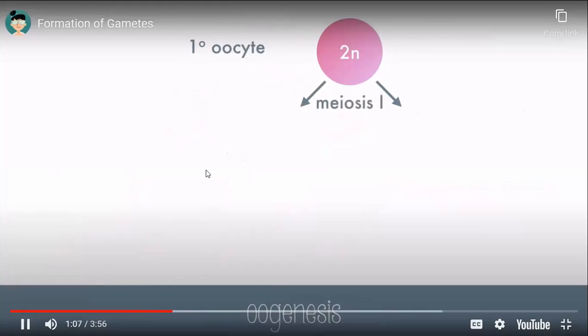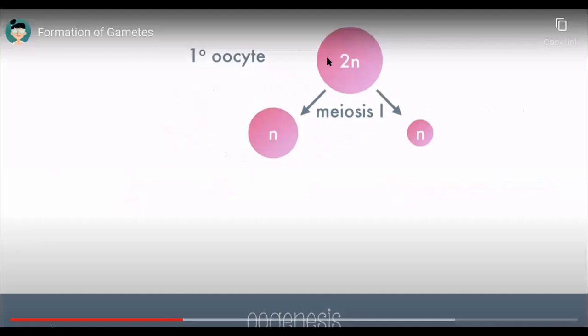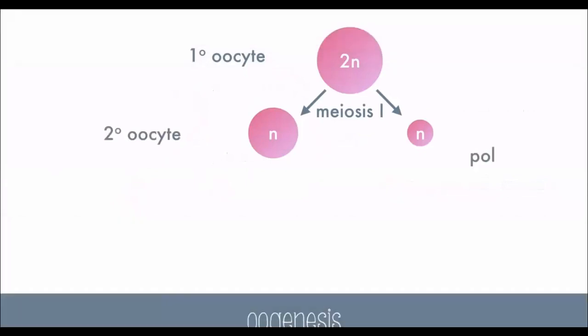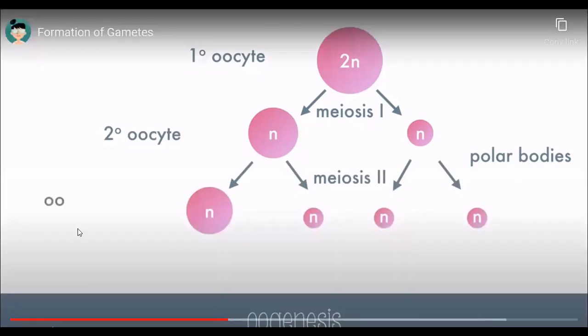The cytoplasm is divided unevenly, and one cell gets most of the cytoplasm. The cell with the most cytoplasm is called the secondary oocyte, and the other small cell is a polar body. Both of the cells are haploid, with all chromosomes duplicated. After meiosis II, the secondary oocyte is again divided unevenly, and most of the cytoplasm goes to the ootid, which will mature into an ovum.